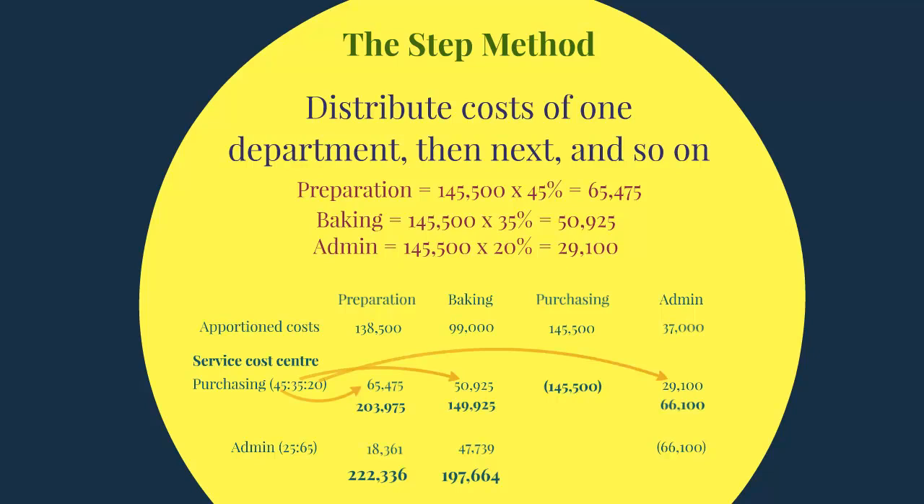Now you can already see the difference here, because when we use the direct method, which took out all work that service centers did for each other, we received a figure of 230,622 for preparation and 189,378 for baking. So we can already see that using the step method rather than the direct method has given us a lower cost for preparation and a higher cost for baking.